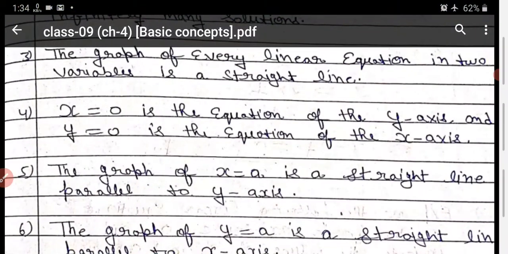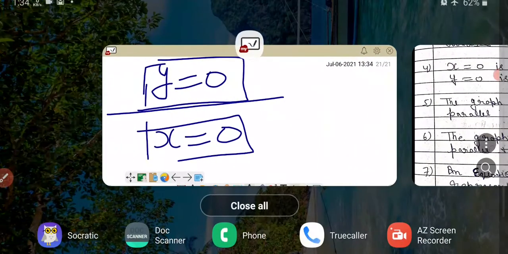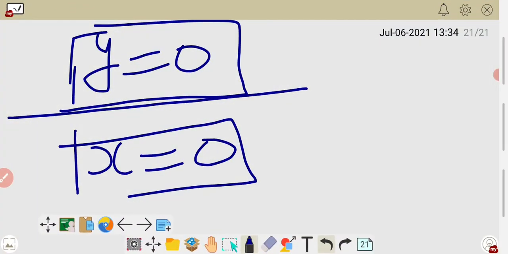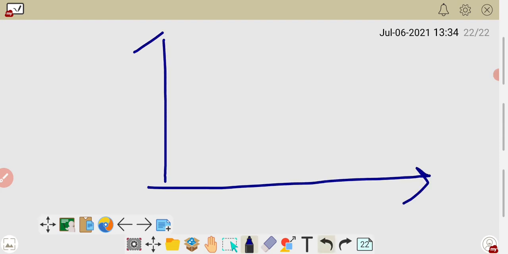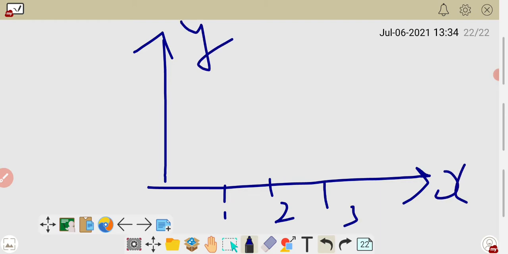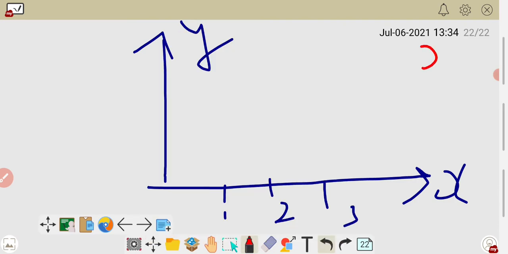Now come on to the next one. The graph of x is equal to a is a straight line parallel to the y-axis. Okay, I am explaining all this concept with the help of a practical example. Suppose one graph you have to plot. It is 1, it is 2, it is 3, it is the x-axis, and it is the y-axis. Now you have to plot the graph for x is equal to a. A means you can take any value of a. A may be a real number, 1, 2, 3, 4. Suppose I am taking 3.